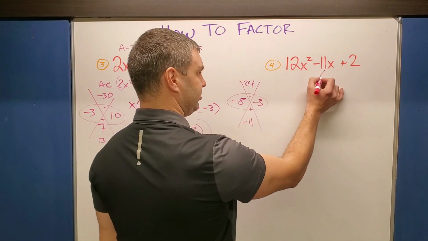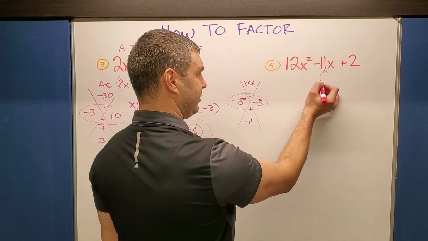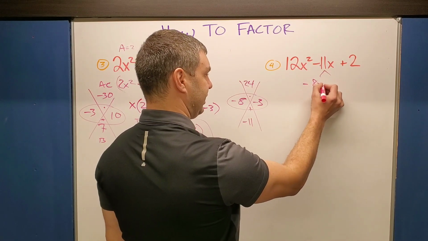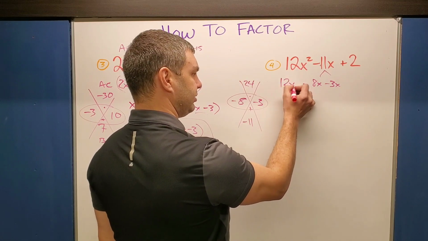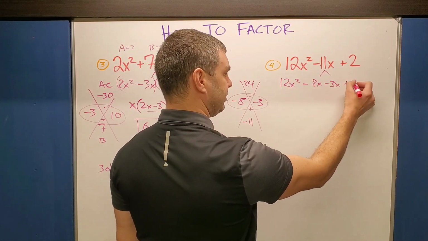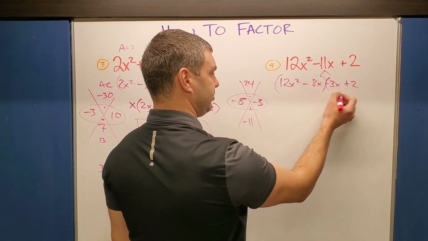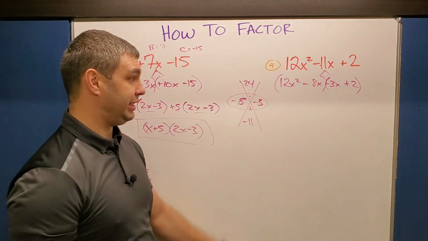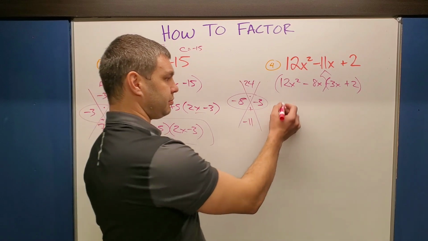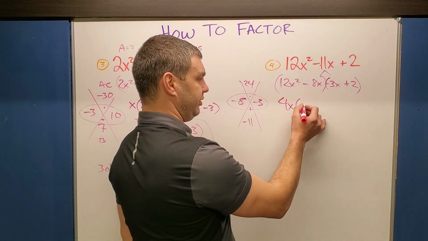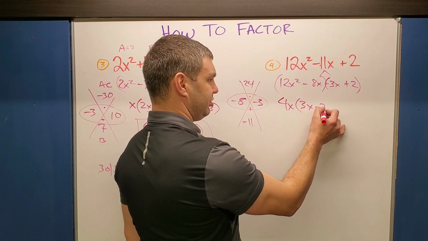And so if I were to split that b term, instead of negative 11x, this is now negative 8x minus 3x. I'm going to bring the a term in front, the c term at the end, and then I'm going to factor this by grouping. In that first group, I can take out a number this time. I can take out a 4 as well as an x. They both have x's. Take out a 4x, leaving me with 3x minus 2.